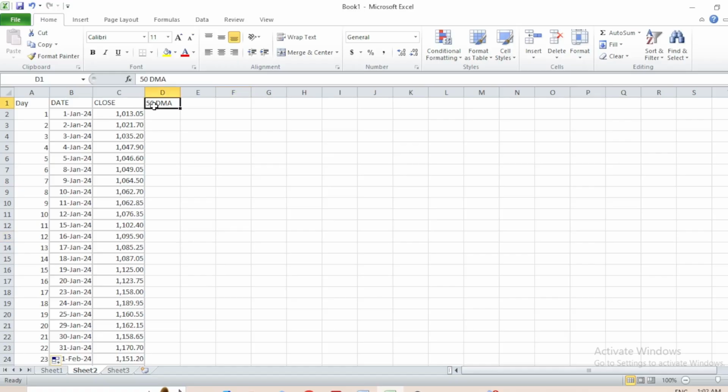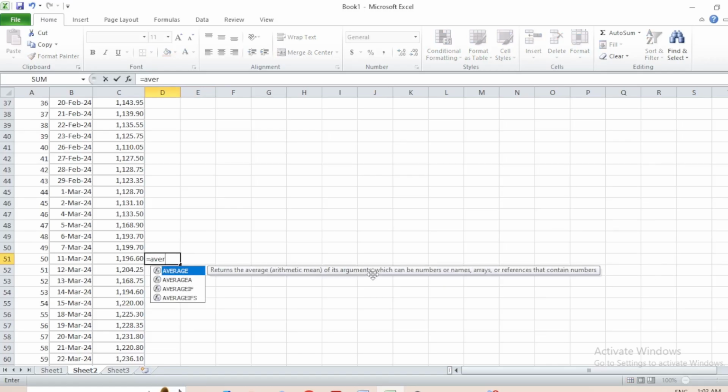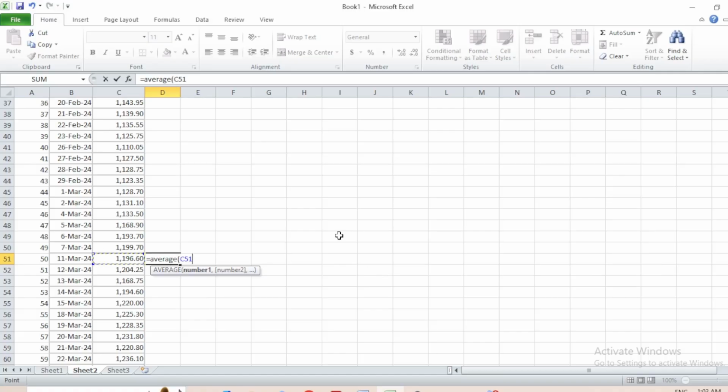Since we have to calculate the 50 days moving average, we will go to the 50th day, this one, and calculate the average. So the formula will be AVERAGE, bracket open, from the cell C51 to C2. Remember, in the cell C1, the heading is given. So that was the label cell. So this will be my average price for the first 50 days.